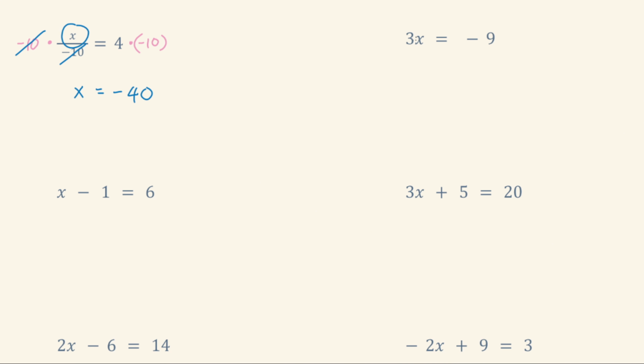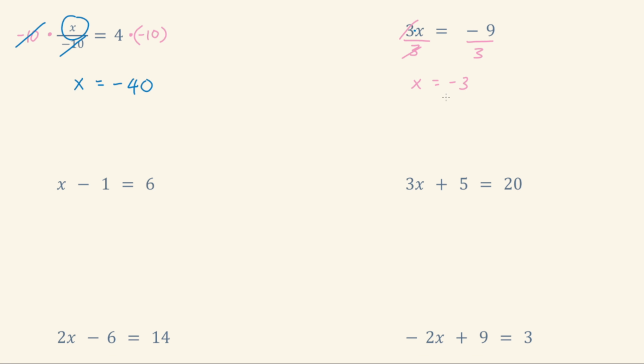Okay? Over here, we've got 3x is equal to minus 9. Remember, if there's nothing written, it's like there's a multiplication. So 3 times x equals minus 9. Undo that multiplication. Divide by 3. Divide by 3. x is equal to minus 3. Okay, I don't know why I wrote that in pink. It is what it is.